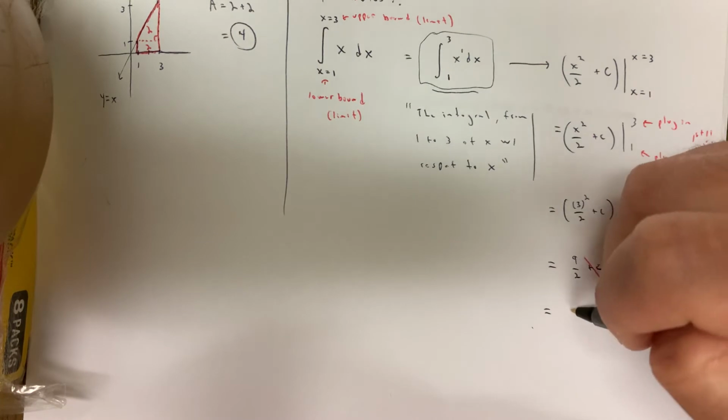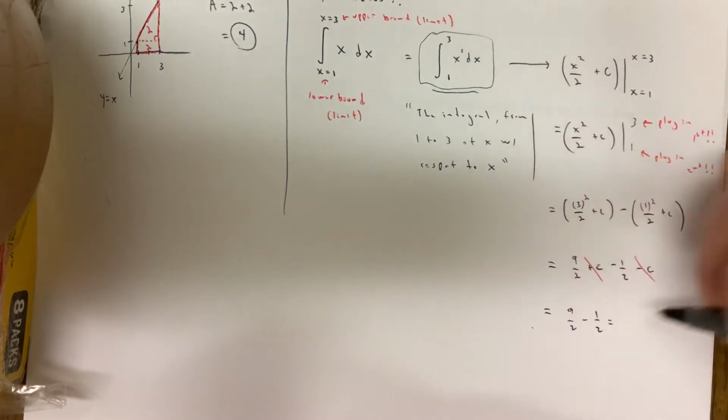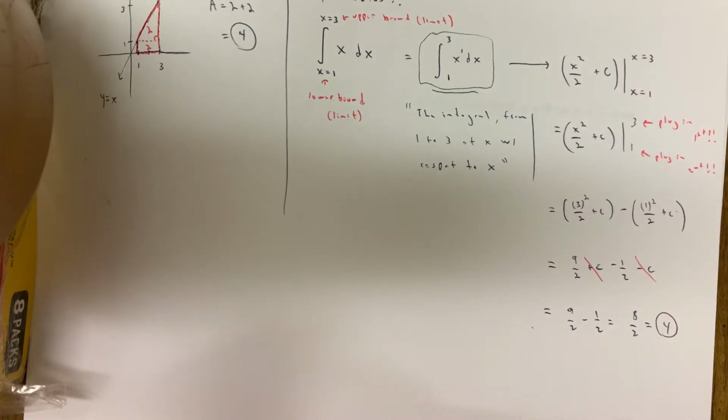And here you can see we have 9 halves minus 1/2, which is equal to 8 halves, which is just equal to 4. Whoa, whoa, what's that feeling?